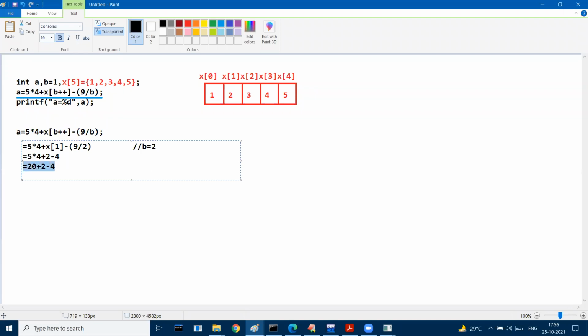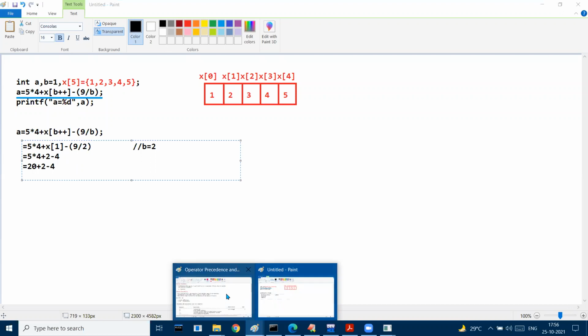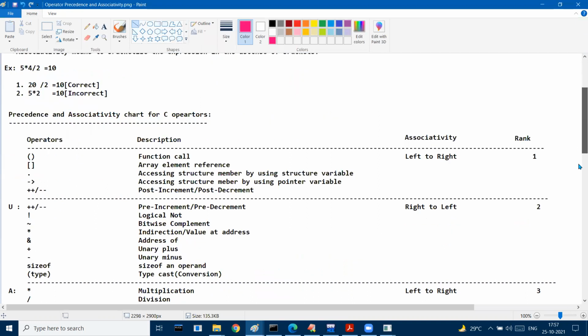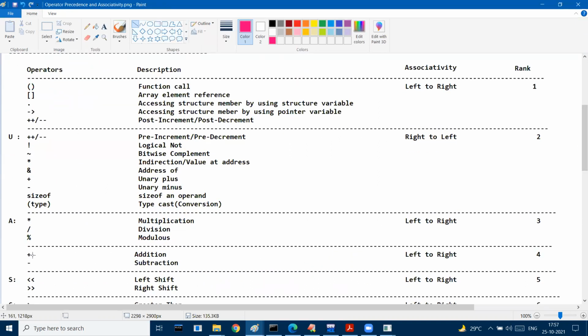Who is having high precedence, sir? Plus and minus both are having the same precedence level. Don't think, sir, I wrote plus first, so plus is higher than minus. I said, once they are in the same block, they have the same precedence level. Different block means different precedence level.